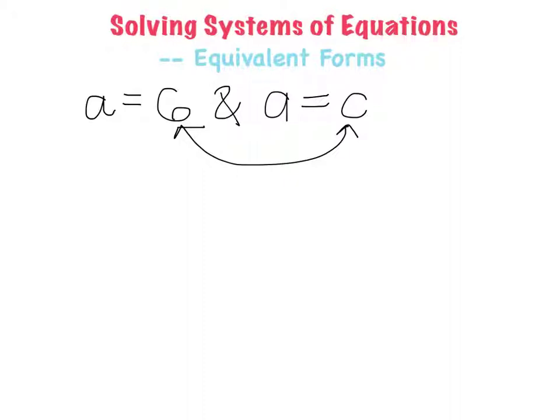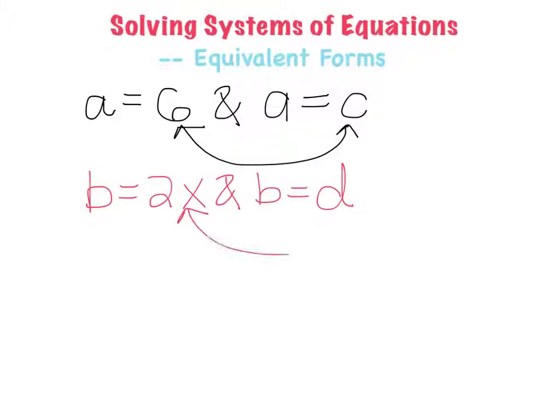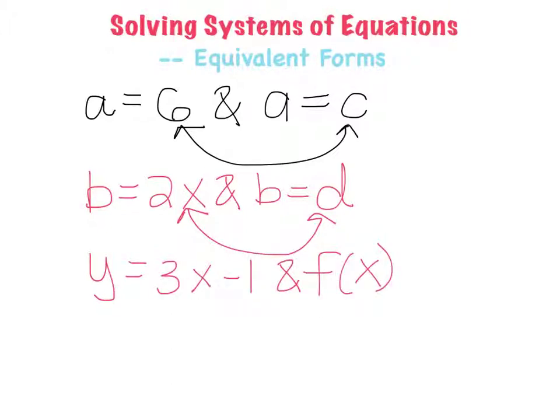Let's try another one. This time, if B equals 2x and we know that B equals D, what does D have to equal? You're right. It has to be 2x. Last one. If y is equal to 3x minus 1, and we know that f of x is really just the function notation for y, what does f of x equal? Awesome job. You should have gotten that f of x is equal to 3x minus 1.